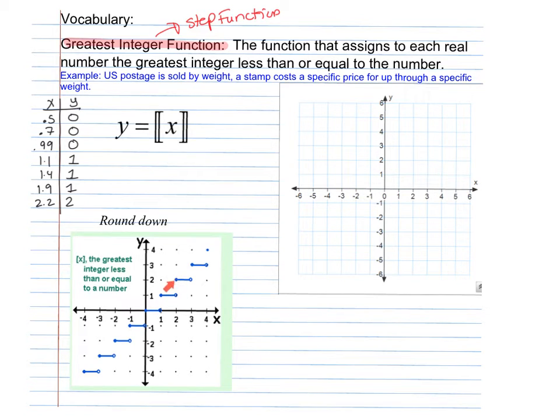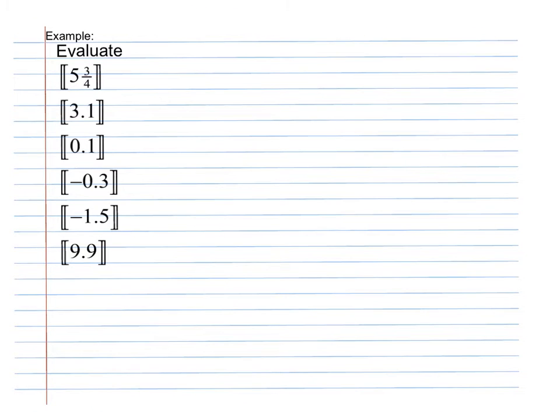So right here would be any number between 2 and 3, but not including 3 until you get to the next step. It includes 3. So I need you guys to remember that when we're doing these kinds of problems, what you're basically going to be doing is rounding down.